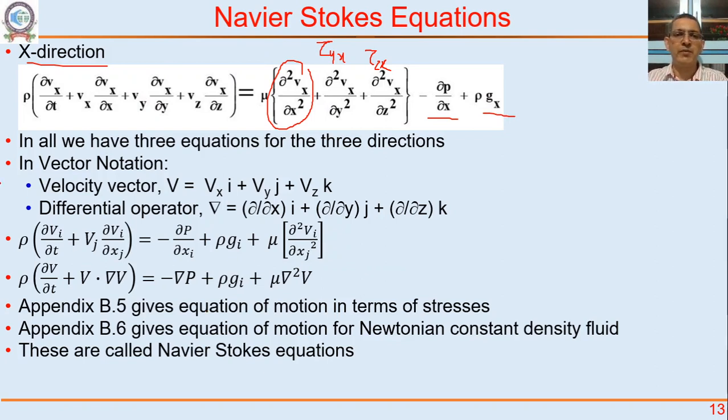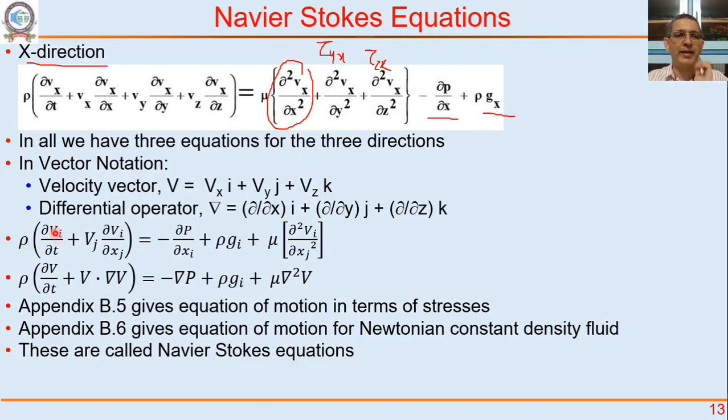So you'll have three equations. Now you see the beauty of writing things in a vector notation. We have all the three directions. This is one direction. Similarly, we have the y direction, and similarly we will have the z direction. But if I write it in the vector notation, velocity is a vector, the operator is a vector, so I can write this in terms of one kind of vector notation.